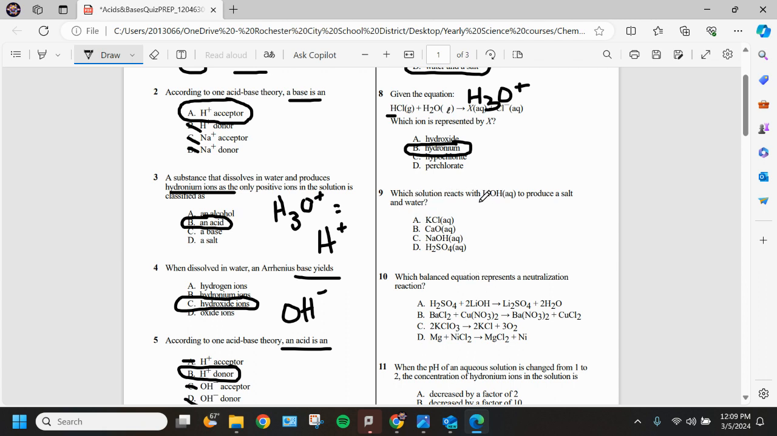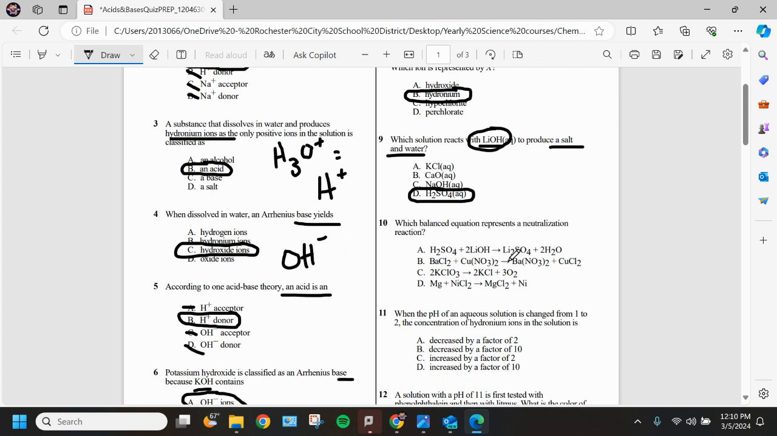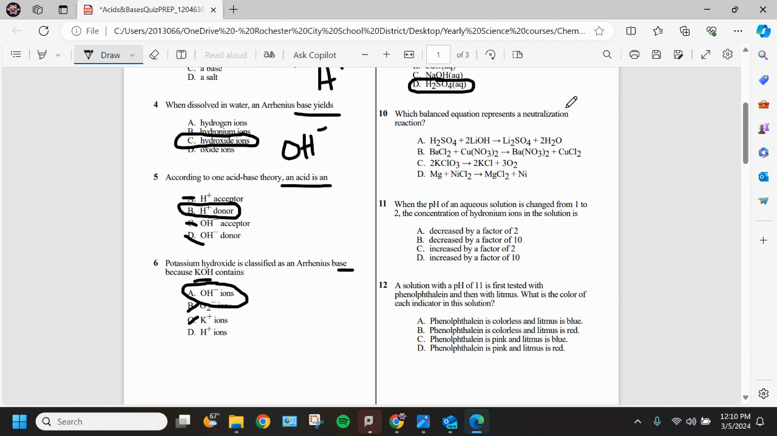Which solution reacts with LiOH to produce a salt and water? Oh, well, isn't it an acid plus a base makes salt and water? So LiOH is a base, so I need the acid. In other words, which one of these are acids? This is right on my acids list, table K, page 6. H2SO4 is sulfuric acid.